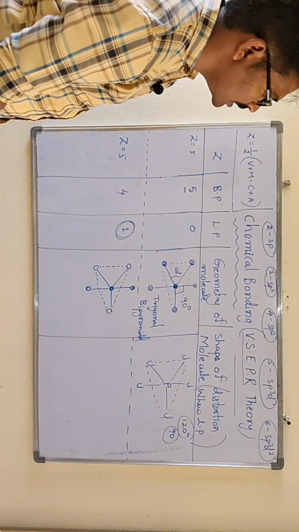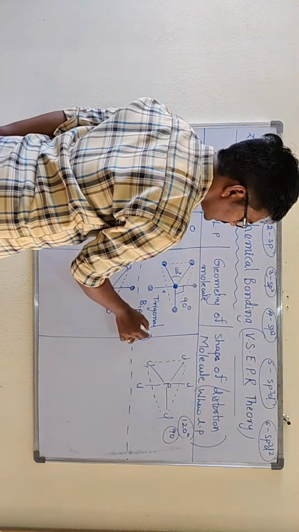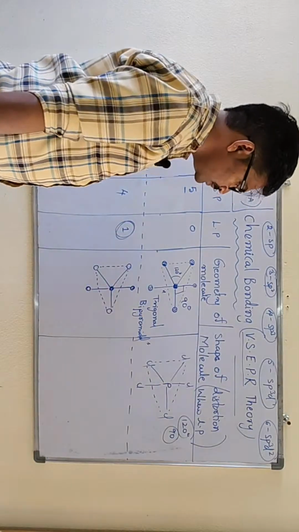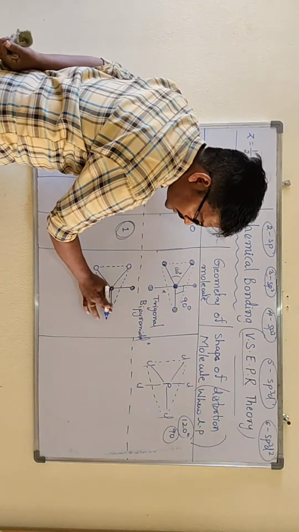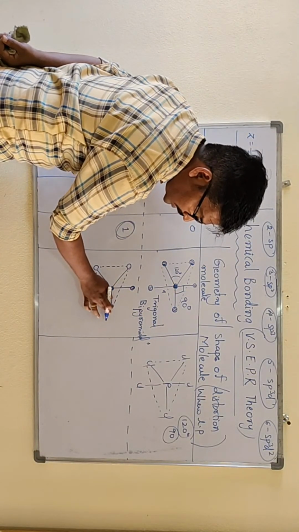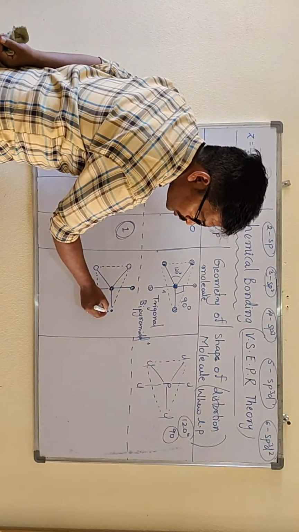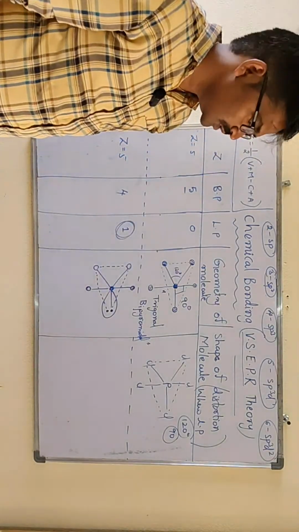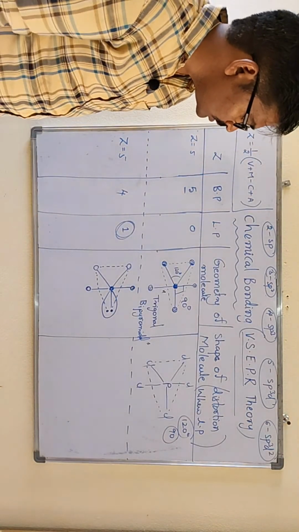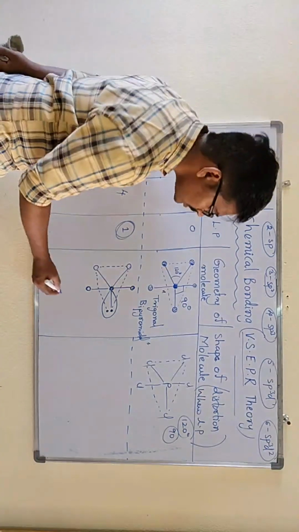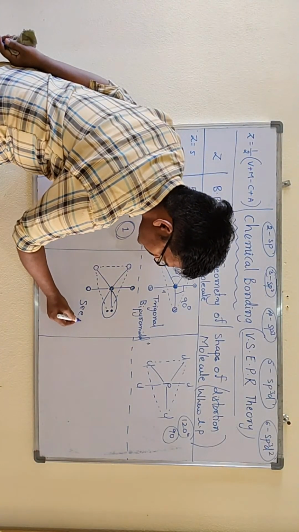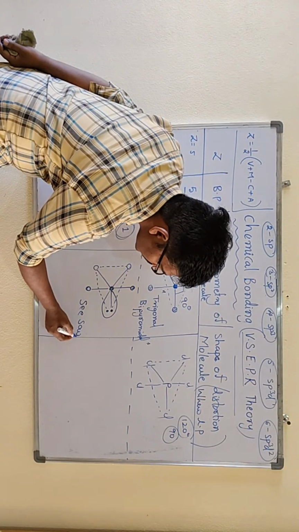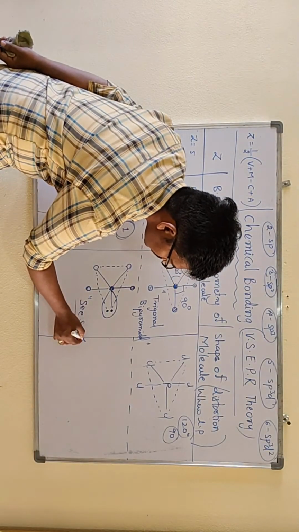So remember, in the trigonal bipyramidal shape, the lone pair of electrons occupies the equatorial position. So now the shape of the molecule we call the seesaw model.